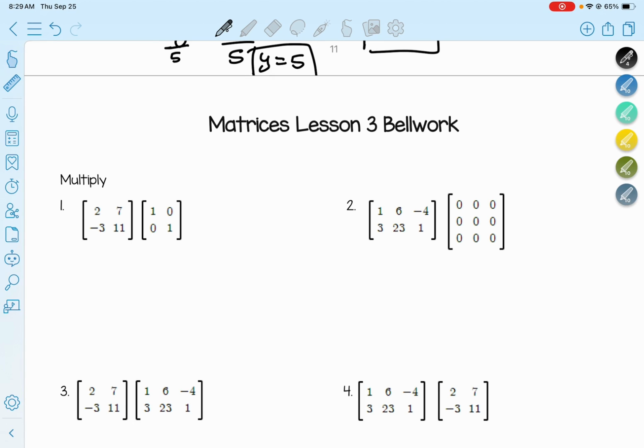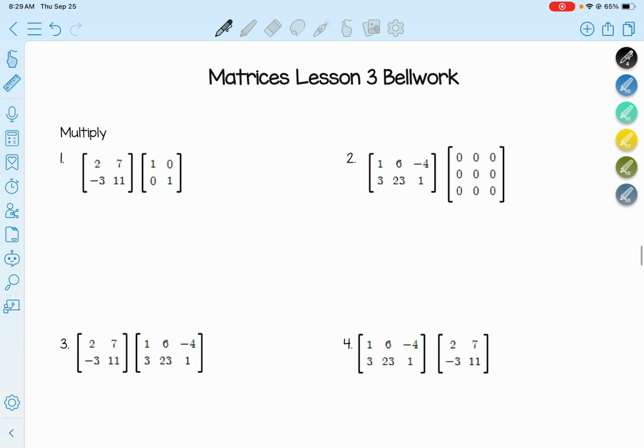All right, today we're going to finish up the matrices unit with this last section, matrices 3. If you haven't already done the bell work, will you go ahead and hit pause and start this bell work for me? Okay, so hopefully you took a moment to start this bell work or finish this bell work.